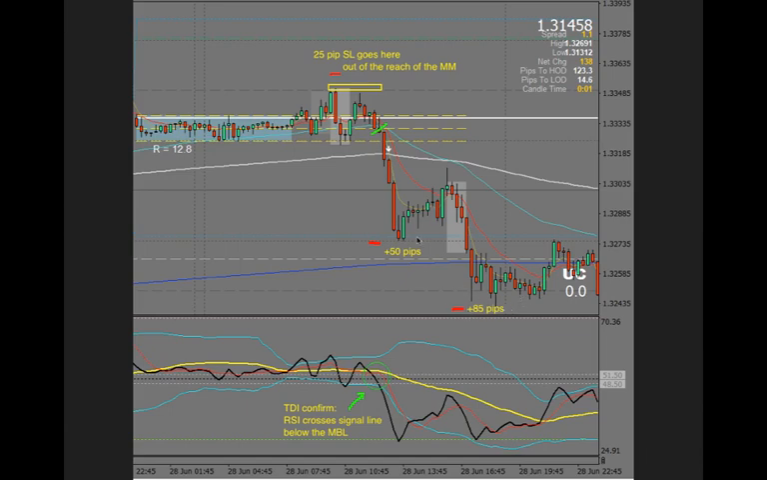All right, so 50 pips if you took it here, 85 pips if you took it here. If you're managing your trade and you got stopped out here, still 30 pips, right? So still a good trade. All right, that is UCAD.